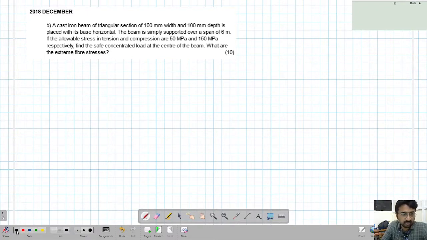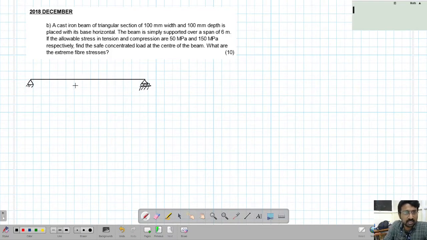Okay, so this is a very, very direct problem. The only issue with the problem is it's a triangular section, and most of the students will not even look at the triangular portion when they are studying the properties. So if you know those properties, then it is very simple.